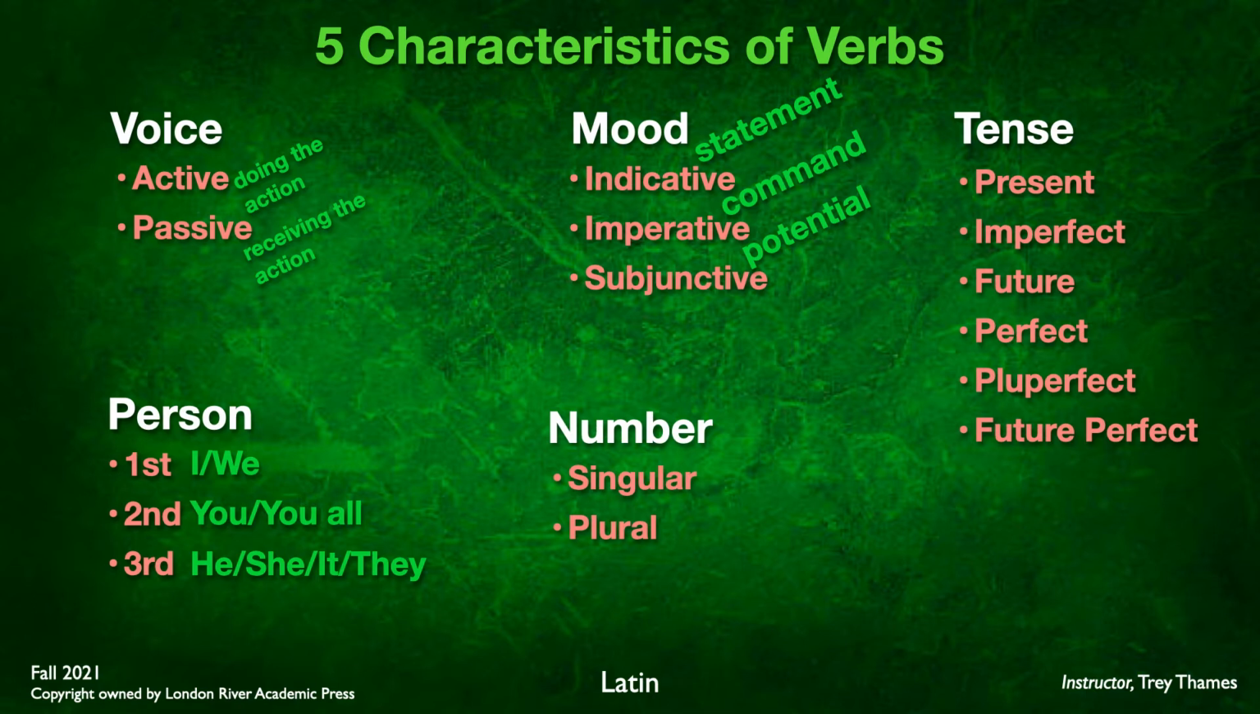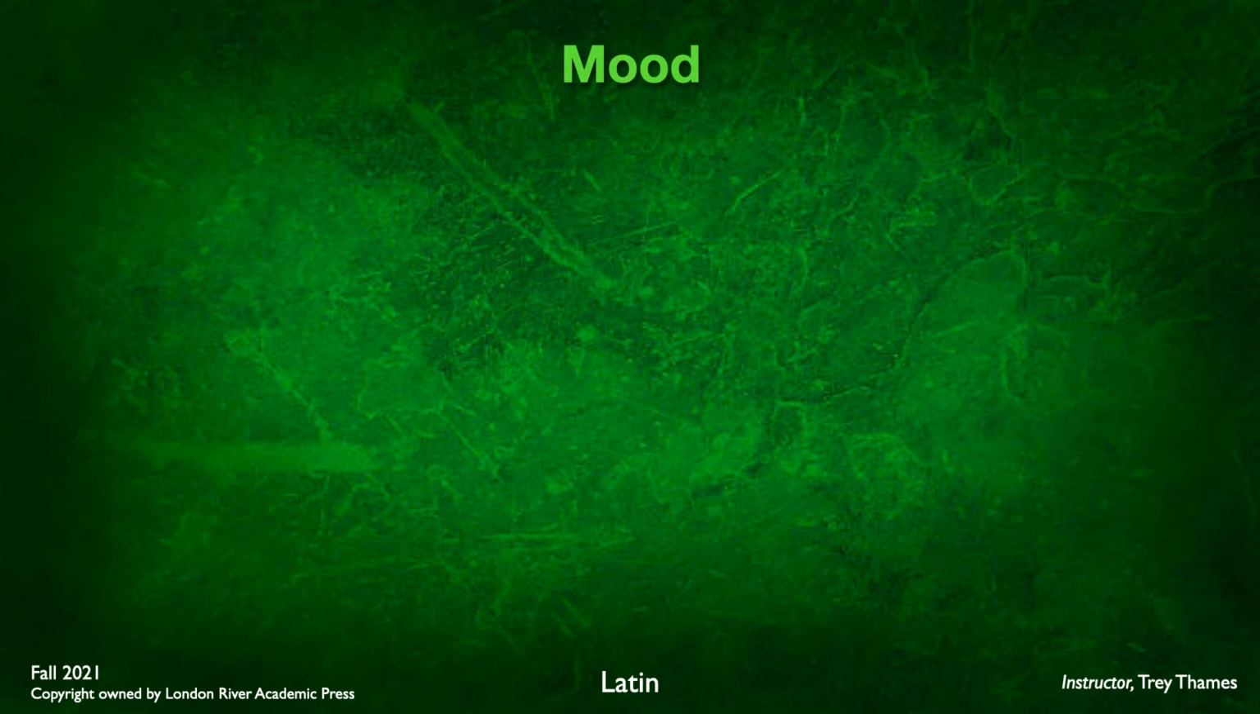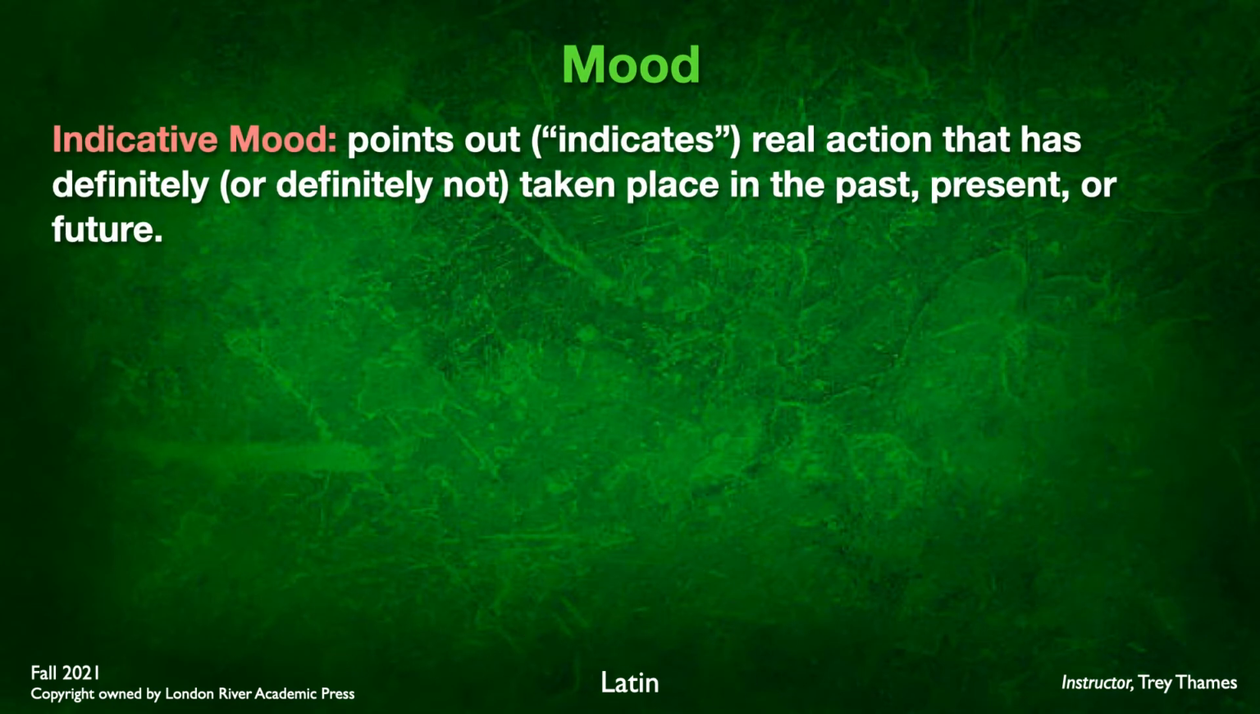Let's look a little bit more closely at the category of mood. The first option is indicative mood. Indicative mood is the mood that points out or indicates real action that has definitely, or if it's been negated, definitely not taken place in the past, present, or the future.